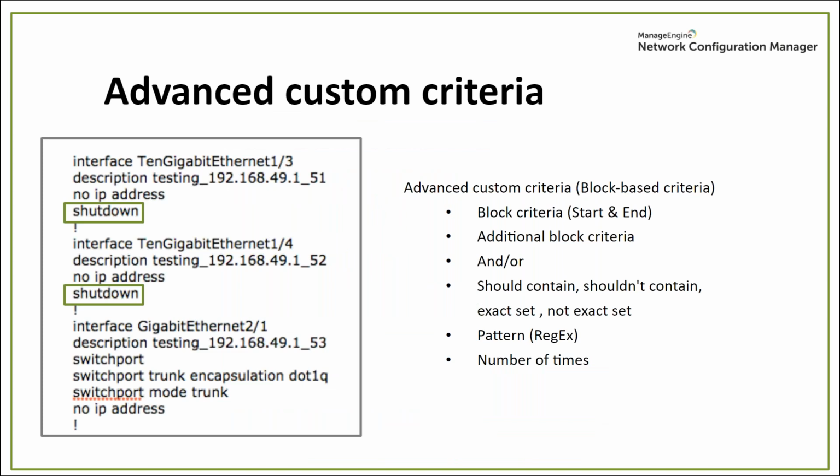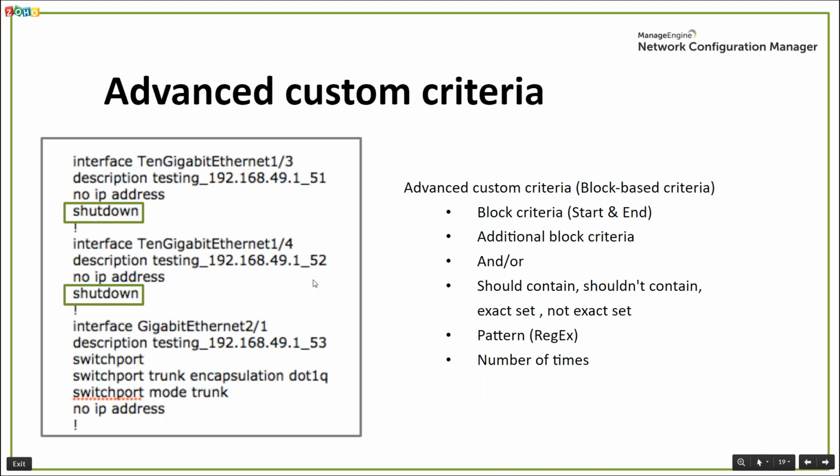So next we have the advanced custom criteria. This is also called the block criteria, and it is commonly used when the network admins or the network operators want to check only certain blocks of the configuration and not the entire configuration file itself for compliance. So here is an example.